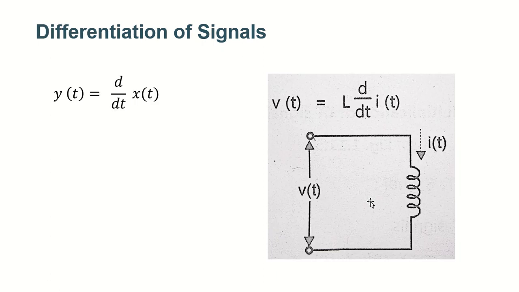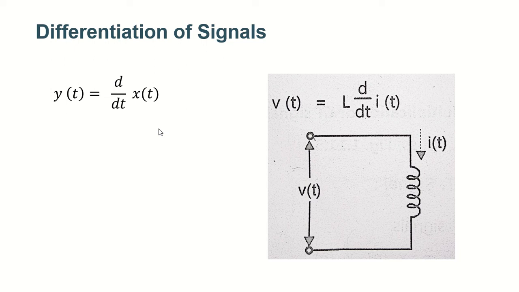Now let's see the differentiation of a signal. Let's say my signal x of t is a continuous time signal. How do we take the derivative of this continuous time signal? We will use this formula: y of t is equal to d by dt of x of t. For example, the inductor is an ideal element which performs the differentiation operation. So see this figure on the right hand side.